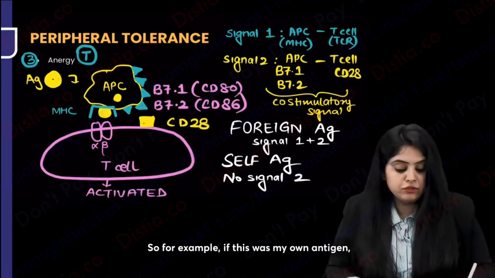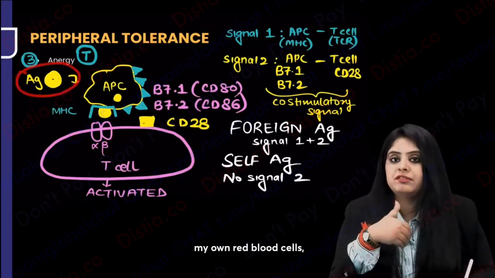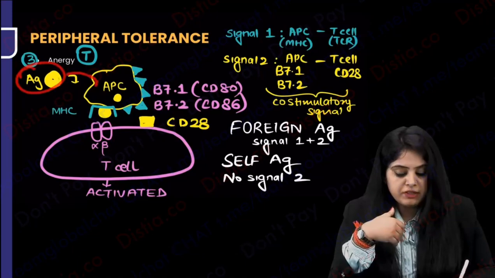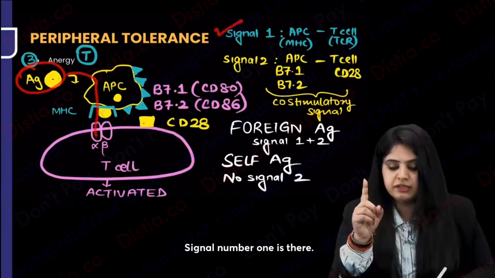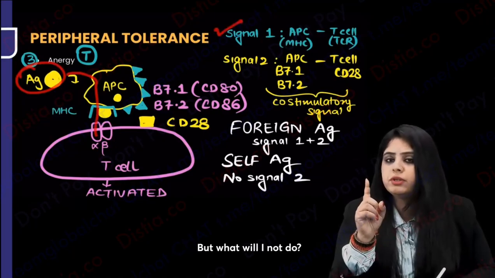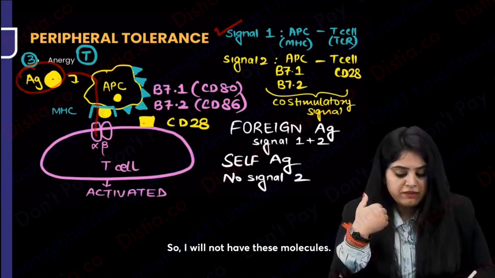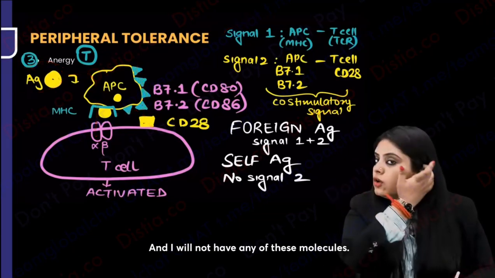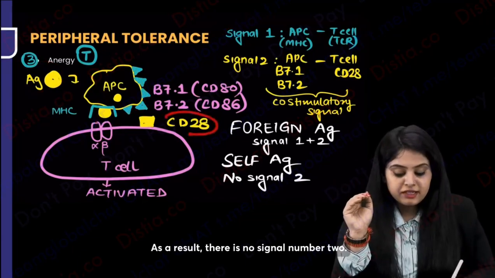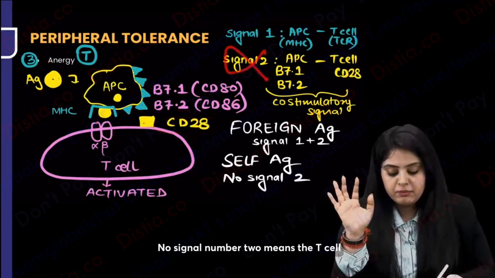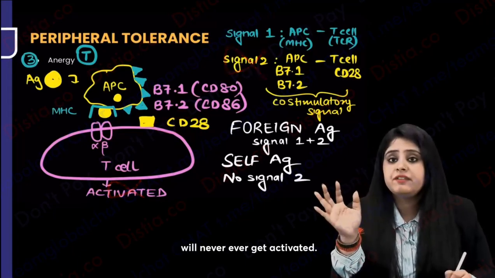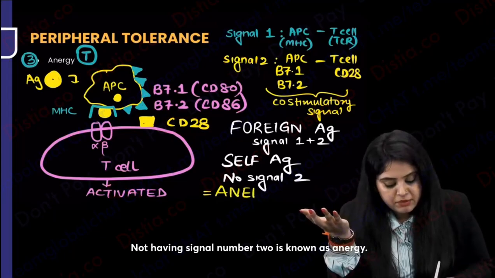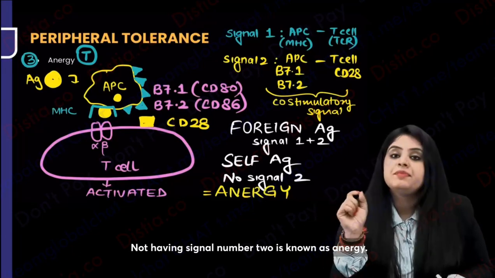So for example, if this was my own antigen, my own red blood cells, my own heart, my own joints, this will be taken up and presented. So signal number 1 is there. But what will I not do? Because I don't want to kill my own self, I will not express these B7-1, B7-2 molecules. As a result, there is no signal number 2. No signal number 2 means the T cell will never ever get activated. That is known as anergy. Not having signal number 2 is known as anergy.